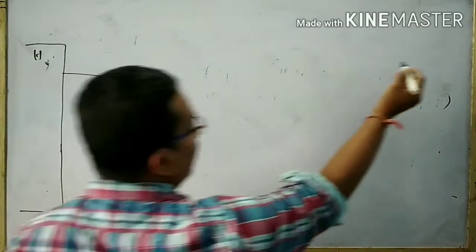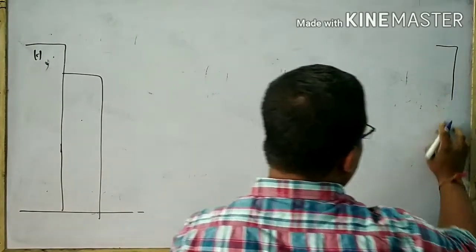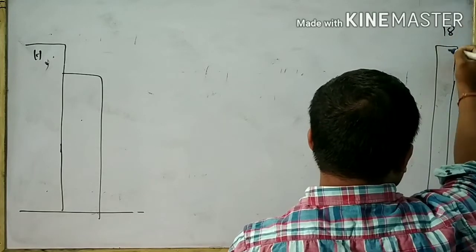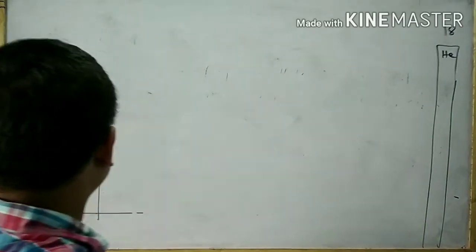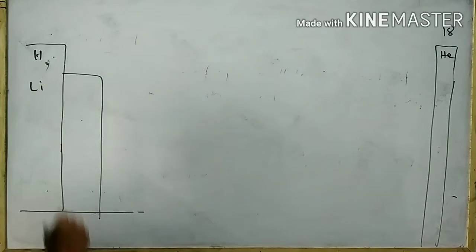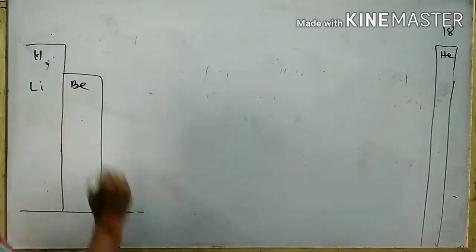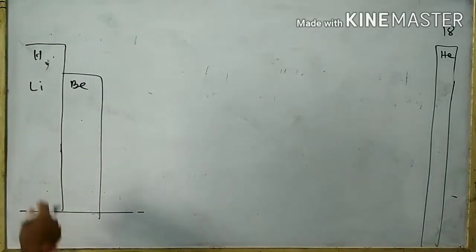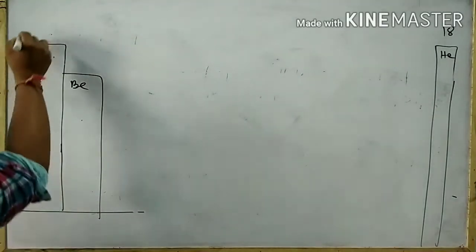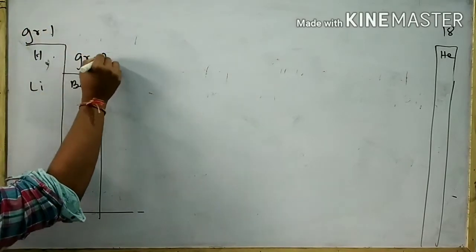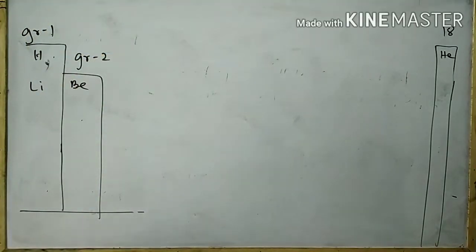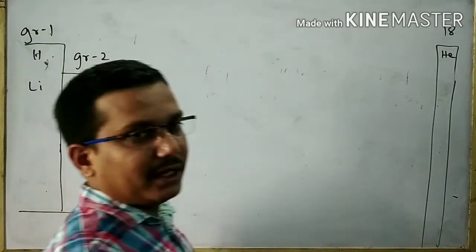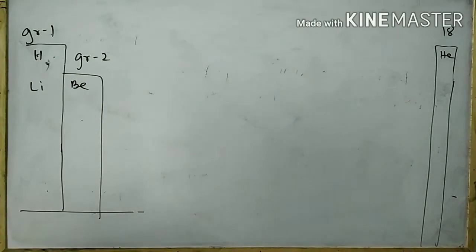Next, here at the right side, there is the 18th group. Here helium is present. This is lithium. Next is beryllium. Here boron, carbon, nitrogen, oxygen, fluorine are present. Like that. These two groups, that is group 1 and group 2 elements, are called S block elements. Also we include the helium element in the S block element.